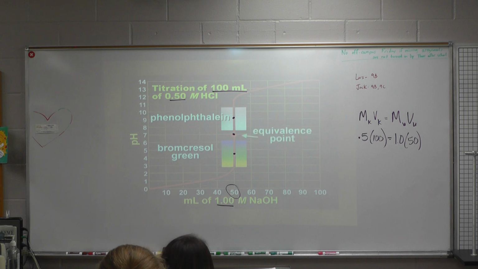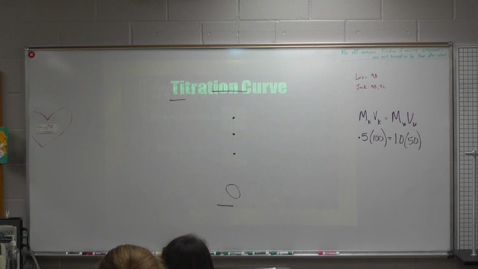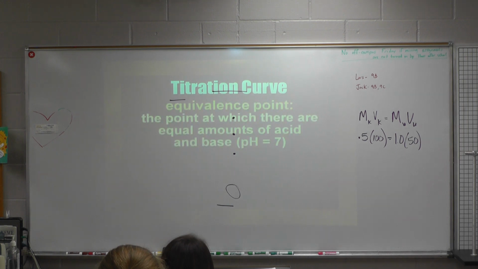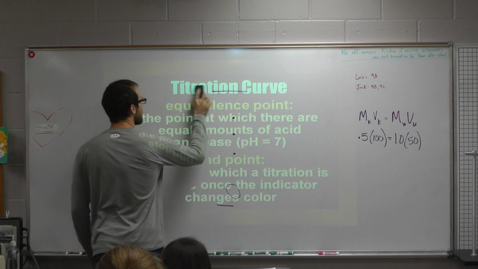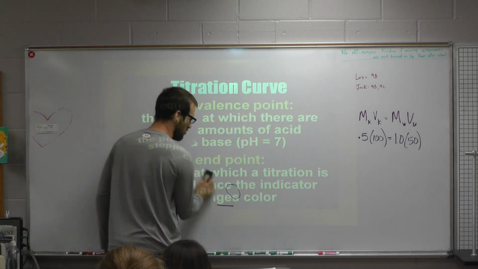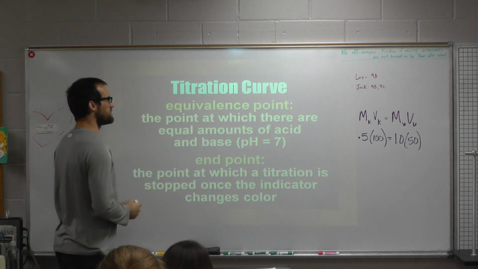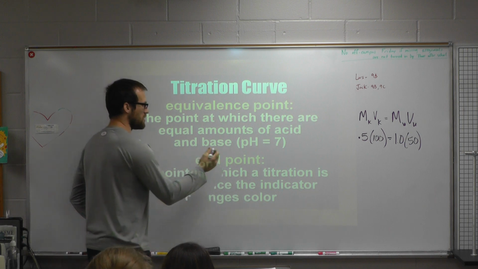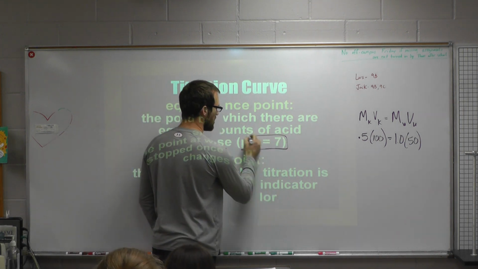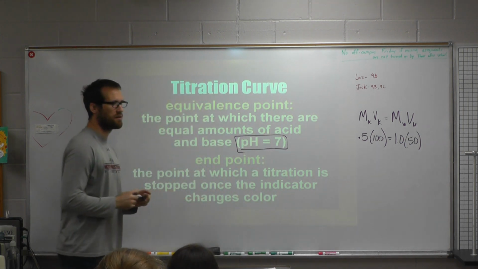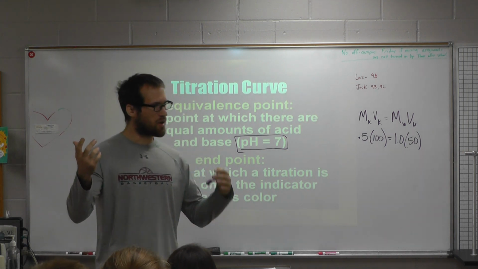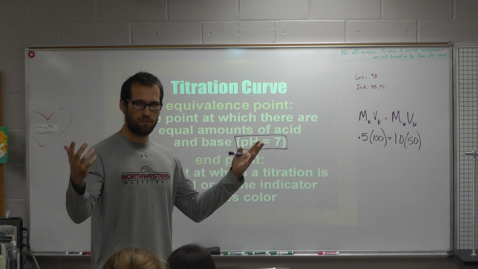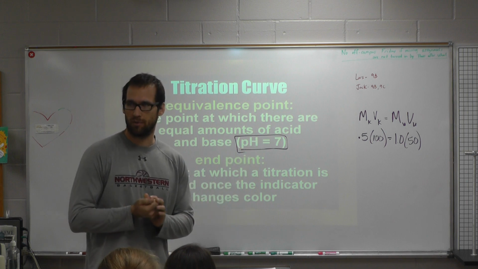That's called the equivalence point. We'll define that later. So here's some vocab words more than anything. Equivalence point specifically means when you have a pH of 7, and what do we know is true about a pH of 7? Neutral. Okay, which means you have the same amount of H as you have OH. That's called the equivalence point.